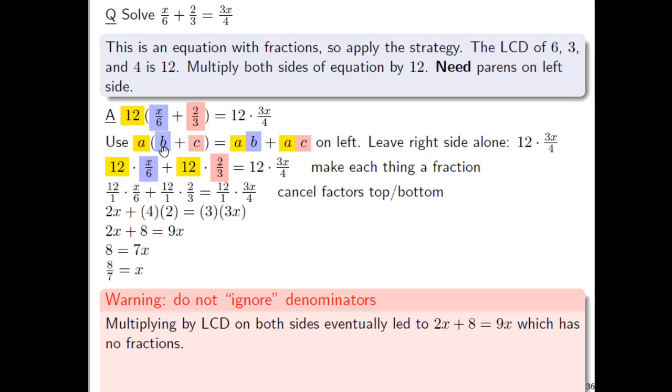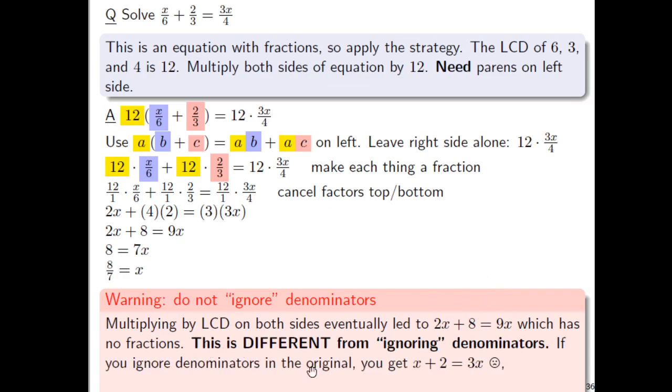Eventually, what happened following this strategy is ultimately by doing good habits, we got to a place where there were no more denominators. This is not the same message as just ignoring denominators. Multiplying both sides by the LCD eventually led to 2x plus 8 equals 9x, which, by the way, of course, has no fractions. This is different from ignoring denominators.